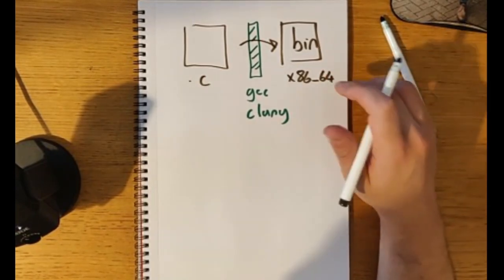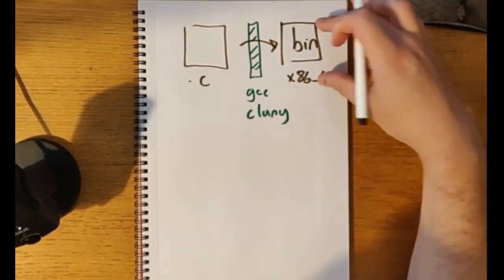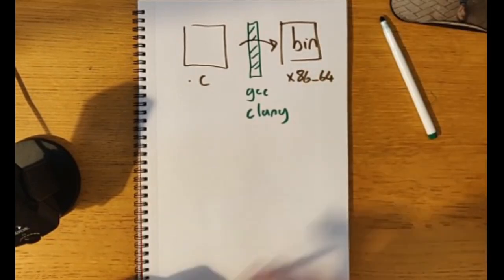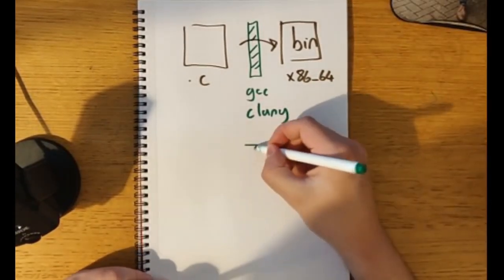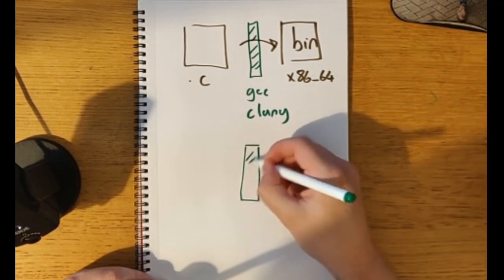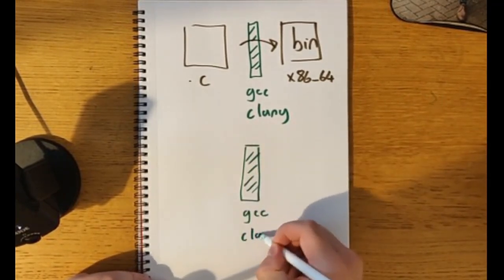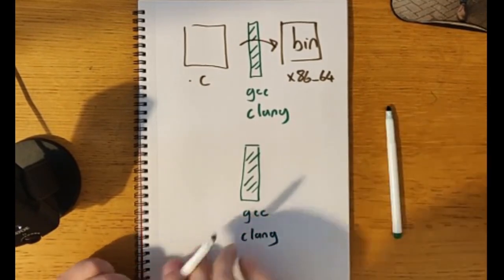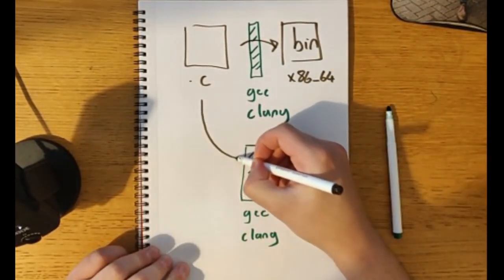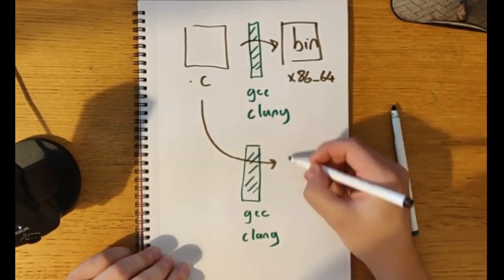So how do we then make a binary for an ARM processor? Well, we just get a different type of compiler. And the same compilers apply, so GCC and Clang. So we take the same C code, we push it through the compiler, and it generates a binary.